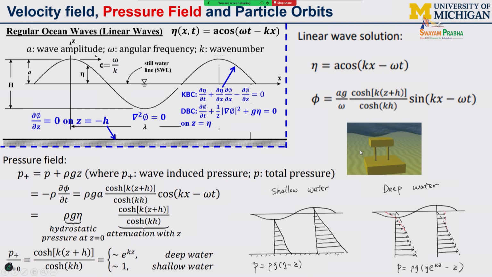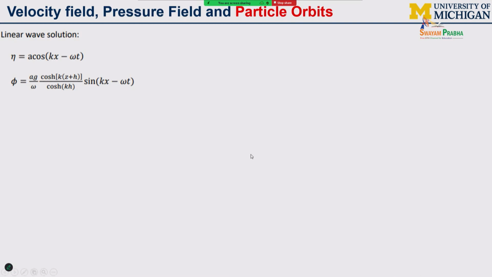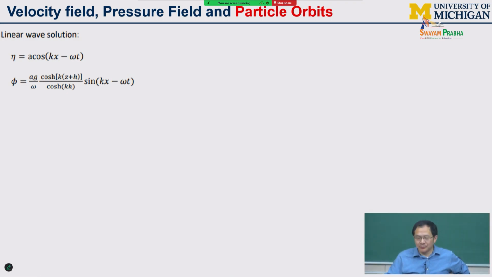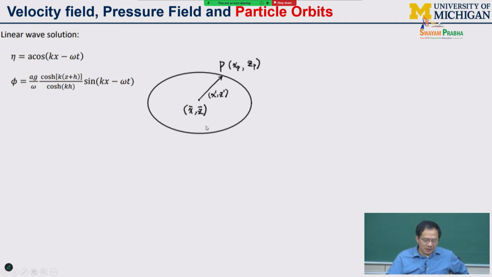This is the pressure field. The third is particle orbits. Particle orbits is what I mean by the particle motion. At the beginning, you saw the figure that I showed; that's the particle motion. So how do we understand the particle orbits? You know the surface wave amplitude is A cosine of kx minus omega t, right? K is the wave number, cycles per length, and omega is cycles per second, right?